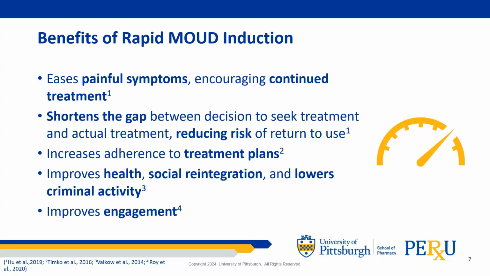Research also says that when clients experience the immediate benefits of MOUD, they are more likely to stick with their treatment plan, leading to better outcomes. Rapid induction into MOUD not only helps to prevent clients from returning to use, but can also lead to improved overall health, better social reintegration, and reduced criminal activity among those with opioid use disorders. Finally, rapid induction improves engagement. Clients seeking SUD treatment are 7 times more likely to be engaged if they are seen on the same day compared to waiting 2 or more days.